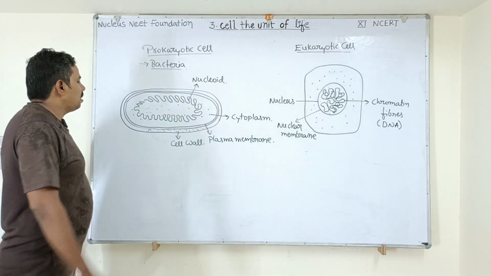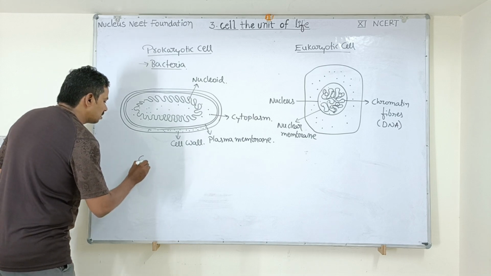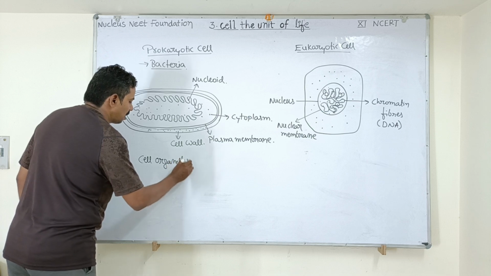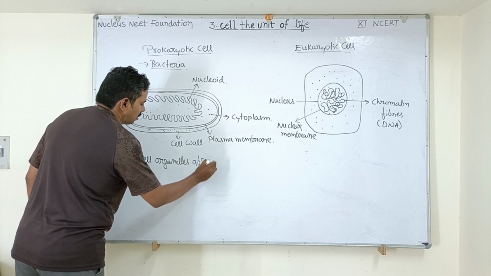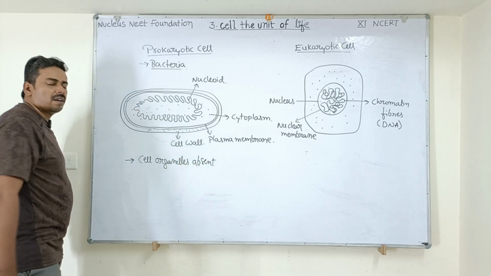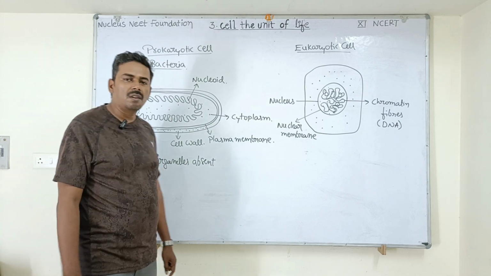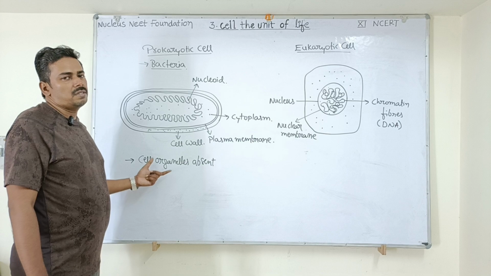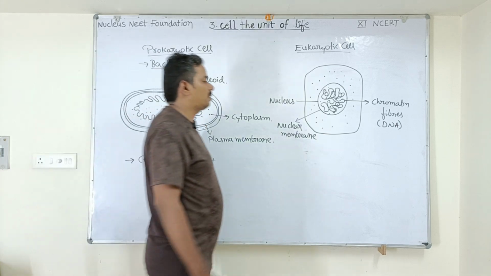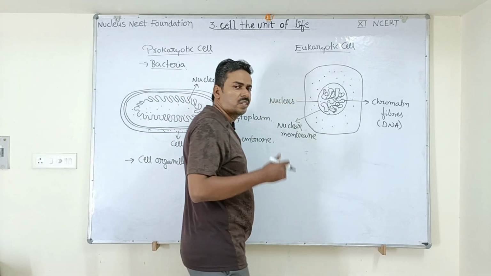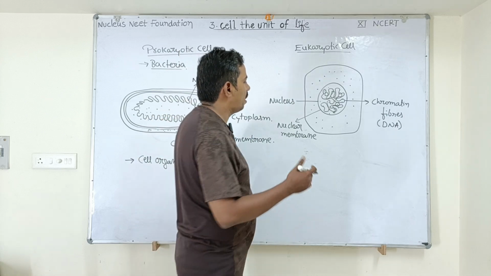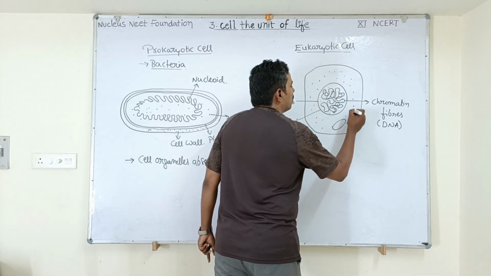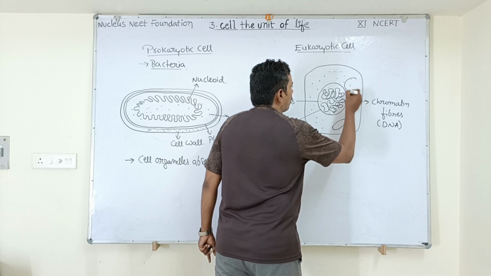In prokaryotic cell, there are no cell organelles. Cell organelles absent. जैसे माइटोकॉन्ड्रिया, एंडोप्लाज्मिक रेटिकुलम, गोल्गी कॉम्प्लेक्स, लाइसोसोम्स, इस तरह cell organelles are absent. But whereas in eukaryotic cell, different types of cell organelles are present. मौजूद है, बहुत सारा cell organelles मौजूद है, जैसे your mitochondria, your lysosomes, vacuoles.